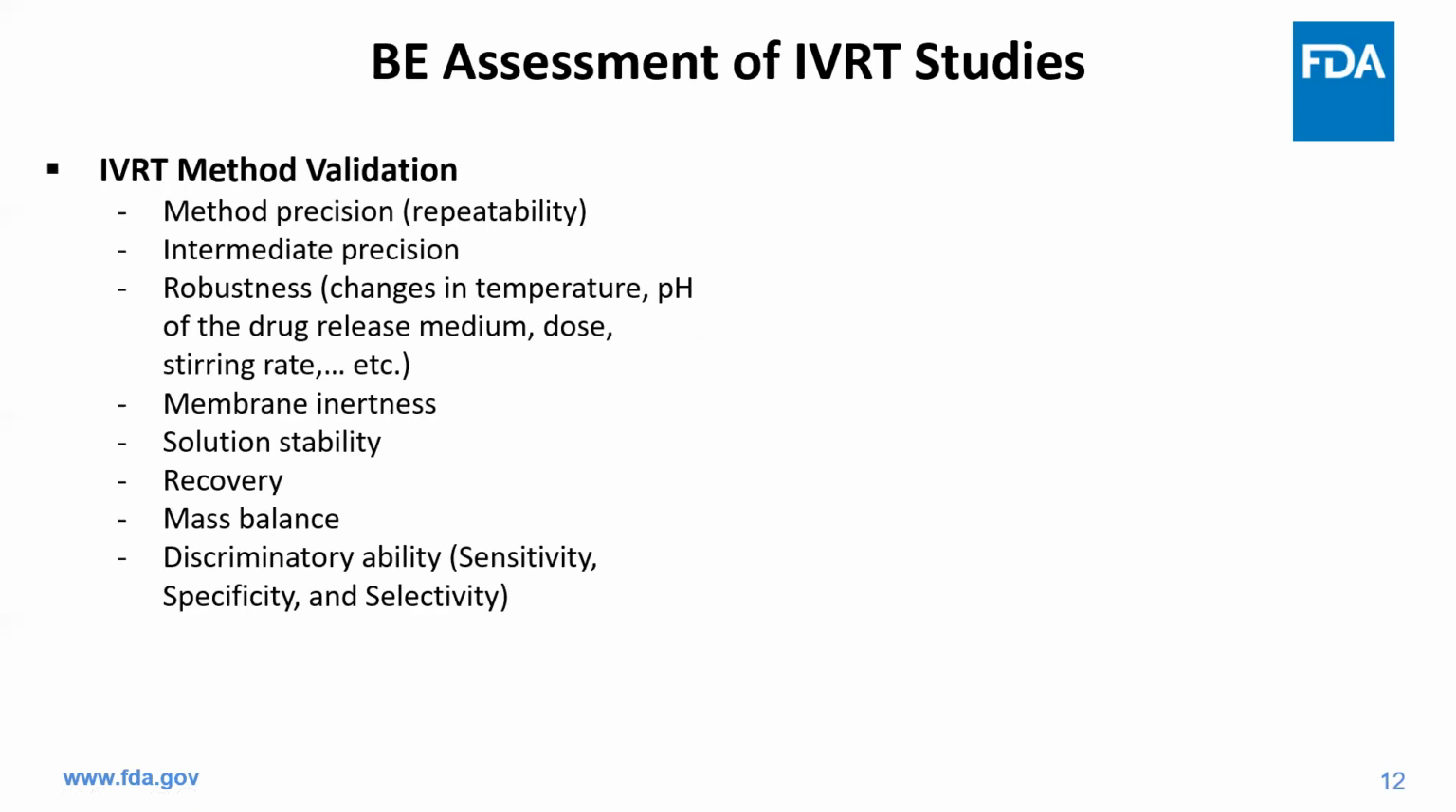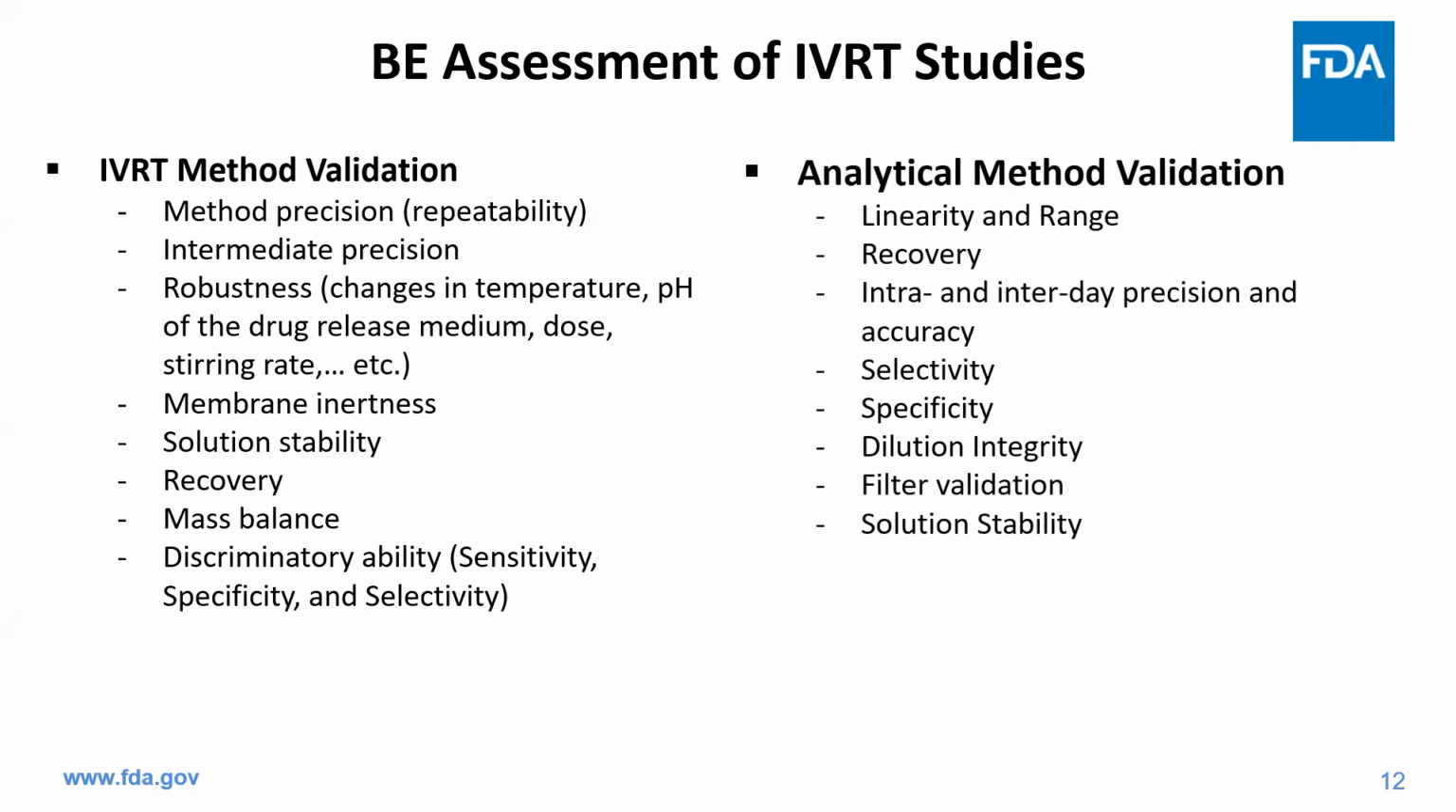Additional information that we look for during the bioequivalence assessment of the IVRT study is information about the IVRT method validation as well as the analytical method validation. It should be noted that the information regarding IVRT method validation should be different from those used for the analytical method validation. The information that is provided for the sample analytical method used to quantify drug concentration in the IVRT receptor solution should be provided separately from those for IVRT method validation. Validating the analytical method in itself doesn't demonstrate the validity of the IVRT method, so a separate report should be provided for each section.